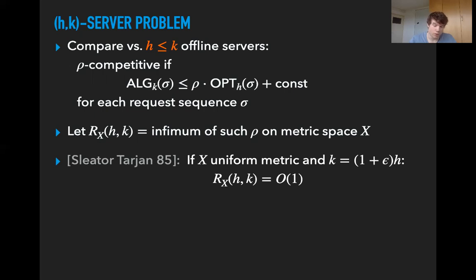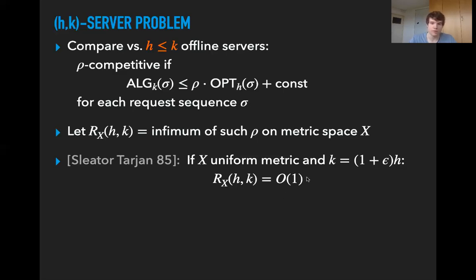What was shown very early, in 1985 by Sleator and Tarjan, is that when X is the uniform metric, in which case the k-server problem is equivalent to the paging problem, you can choose k to be just an arbitrarily small factor larger than h, and this will lead to the competitive ratio dropping from k or h to a constant.